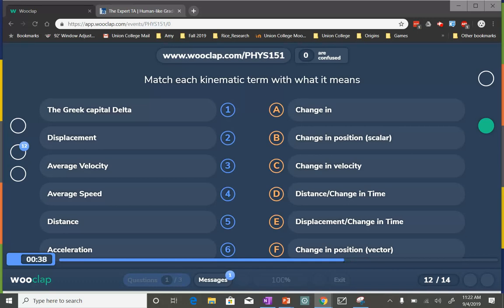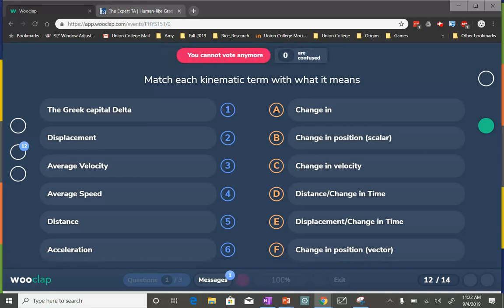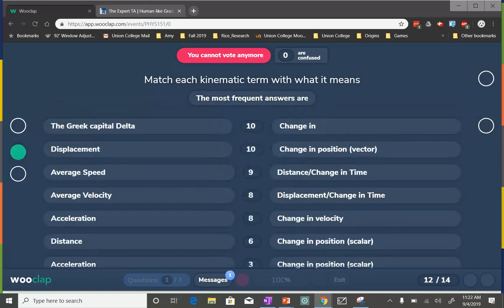All right, so let's look at what people answered. We had 10 people, 10 out of 12, that correctly said the Greek letter delta. What does the Greek letter delta look like? A triangle with a point at the top. It's an equilateral triangle with a point at the top. It means change in. And likewise, all but two people said displacement is change in position, a vector.